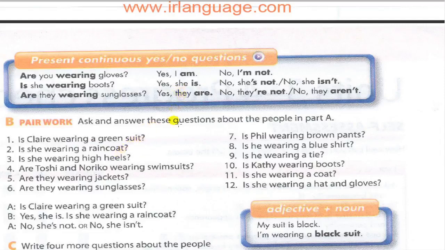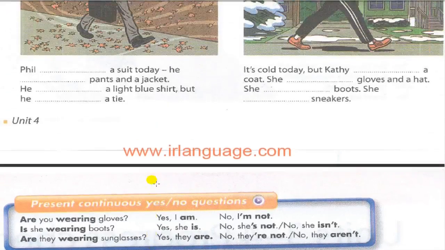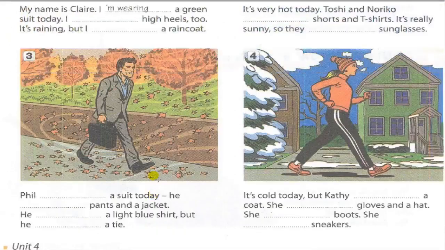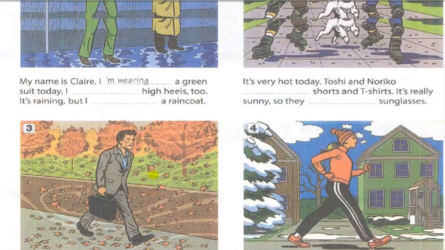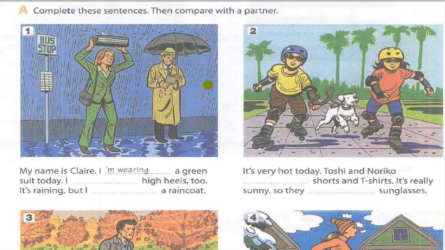Are Toshi and Niroko wearing swimsuits? No, they're not. Are they wearing jackets? No, they're not. Are they wearing sunglasses? Are Toshi and Niroko wearing sunglasses? Yes, they are.